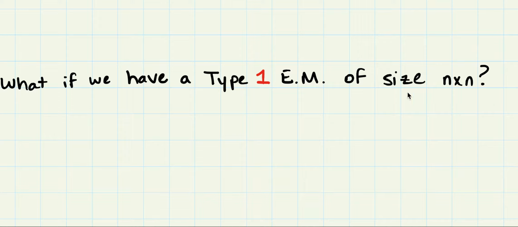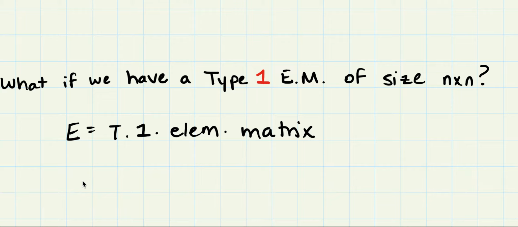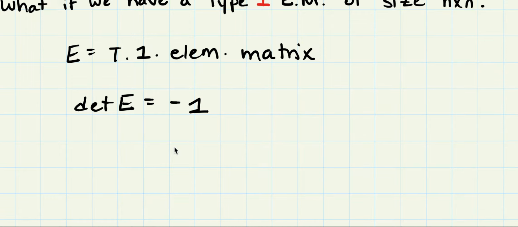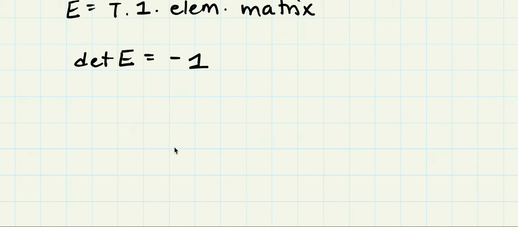So what if we have a type 1 elementary matrix of size n by n? Well, if E is such a matrix, so it's a type 1 elementary matrix, then the determinant of E is negative 1. Now I'm not going to prove that. Maybe you can prove it. I think the book proves it for you, but we can look at a couple of examples. Let's look at a 4x4 example and show you that it's true.